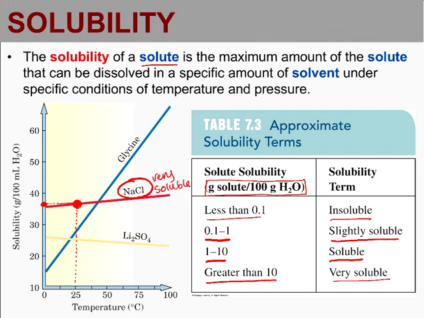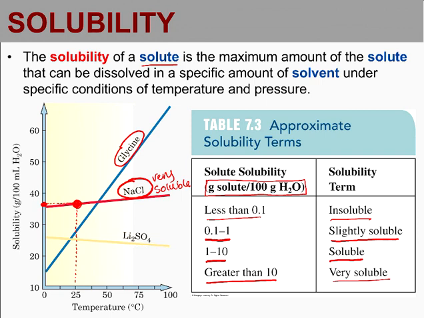Now, additionally, solubility is temperature dependent. So if we look at glycine, which is an amino acid, so if you've taken biology, amino acids make up proteins in our bodies. And you'll notice that this line is increasing significantly with temperature. So glycine is going to dissolve better at higher temperatures, or more glycine can dissolve at higher temperatures. So solubility does depend on temperature.